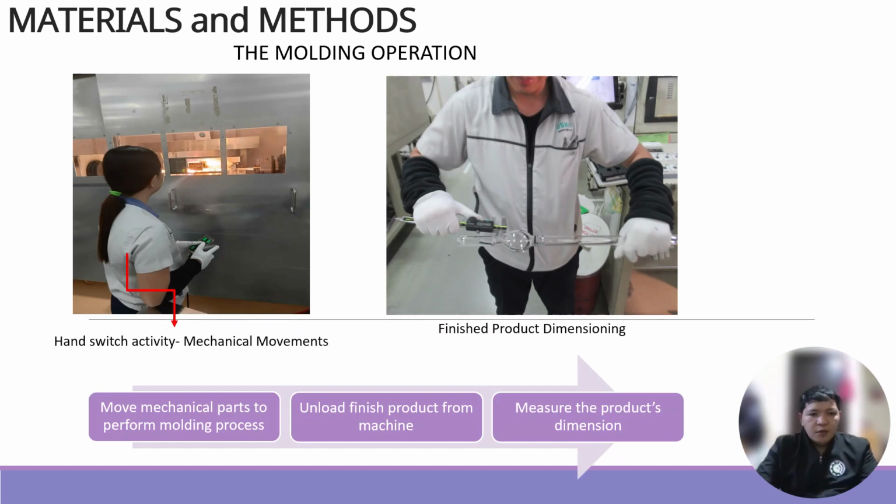As you can see here, the hand switch mostly controls the mechanical movements. It moves the mechanical parts to perform the molding process. After that, the product will be unloaded from the machine, and that will be measured by our worker. Right, so this is the purpose of using the hand switch, to have the molding operation of the process, right?